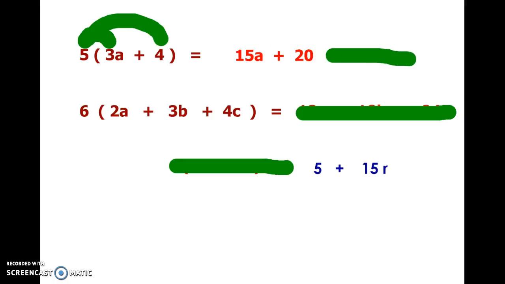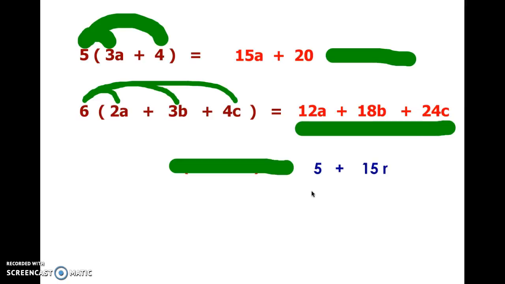Here's one where you'll do whoop, whoop, and whoop because there's 3 terms inside the parentheses. So we'll have 6 times 2a, 12a, plus 6 times 3b, 18b, plus 6 times 4c, 24c.